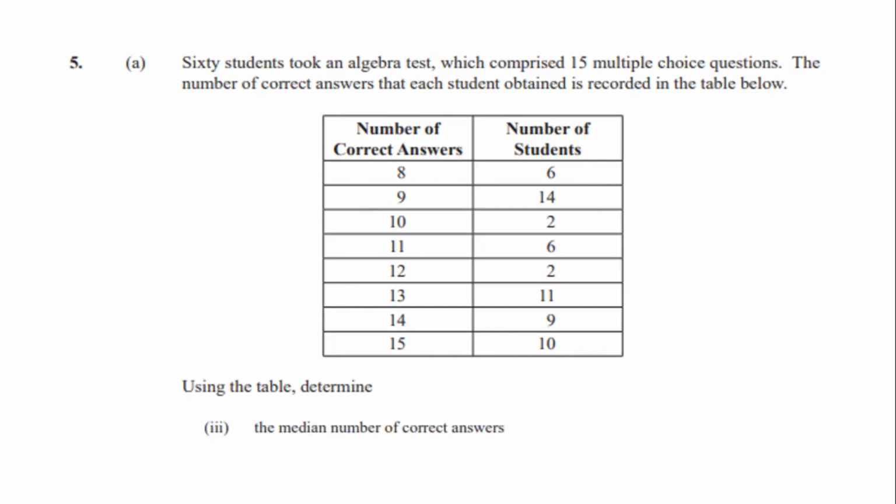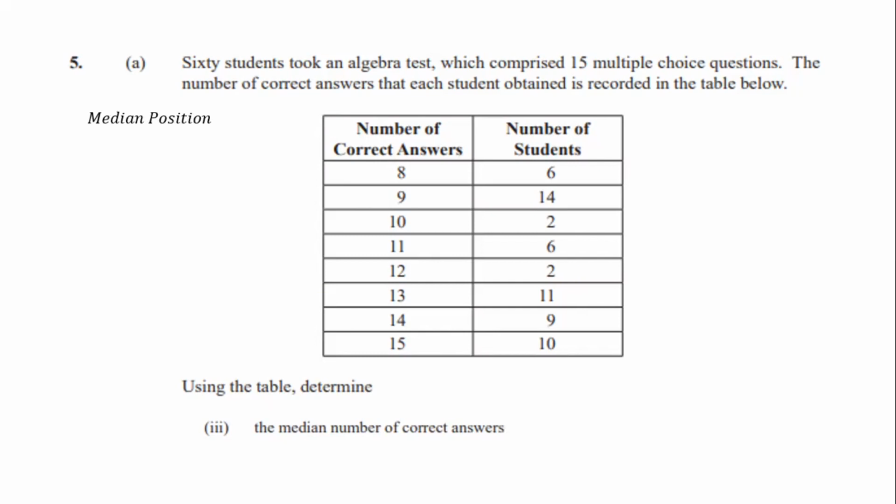Part 3 now says, using the table, determine the median number of correct answers. So what we know is that 6 students got 8 correct answers. In finding the median, we write the values in some form of order, either ascending or descending. In this case, we'll write in ascending order based on the number of correct answers. So we'll have 8 six times, 9 fourteen times. But what we need to determine first is where the median position would be.